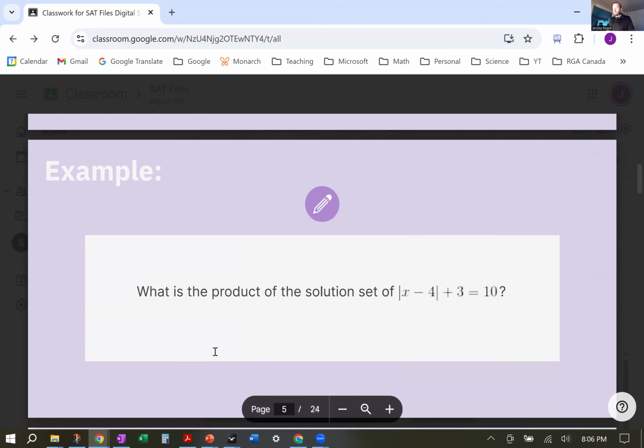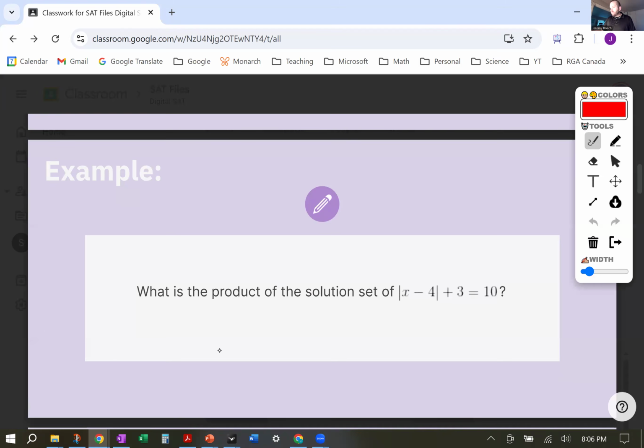Here's a numbers example. Whenever we solve absolute value, the first and most important thing we should do is move the constants to the other side. So we're going to subtract 3 on both sides. Now we have the absolute value of x minus 4 equals 7. Now we're going to use that same rule where the absolute value of A equals B. And actually, I should technically write "or" and the absolute value of A is -B.